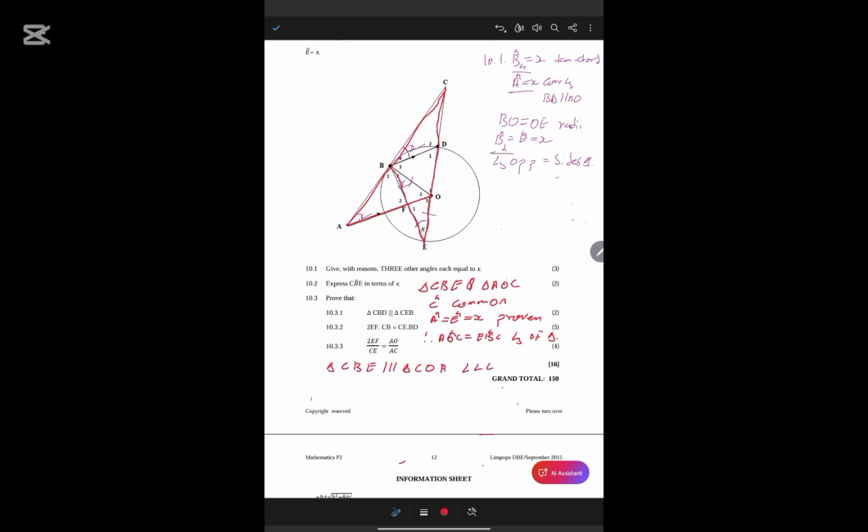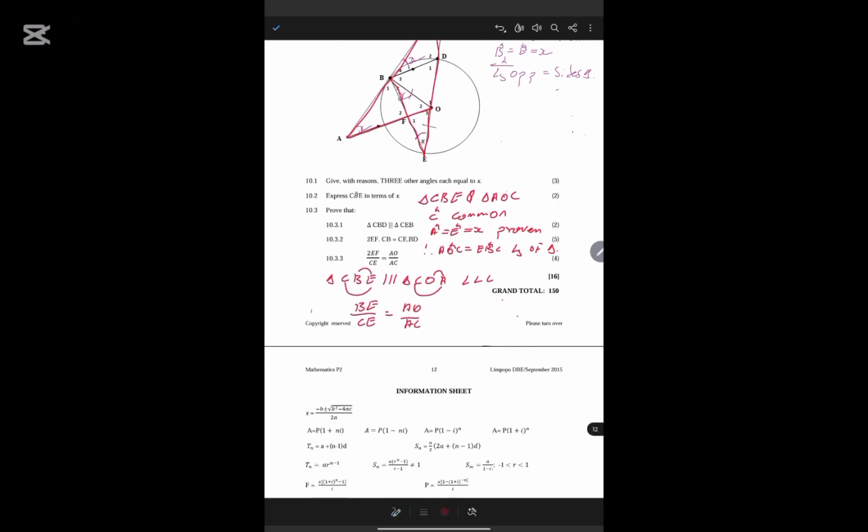And then let's go identify those lengths. I see BE here and CE there. So this will be AO over CA. So BE over CE is equal to AO over AC. But from the previous question, we know that BE was replaced by 2EF. So this is equal to 2EF over CE is equal to AO over AC.